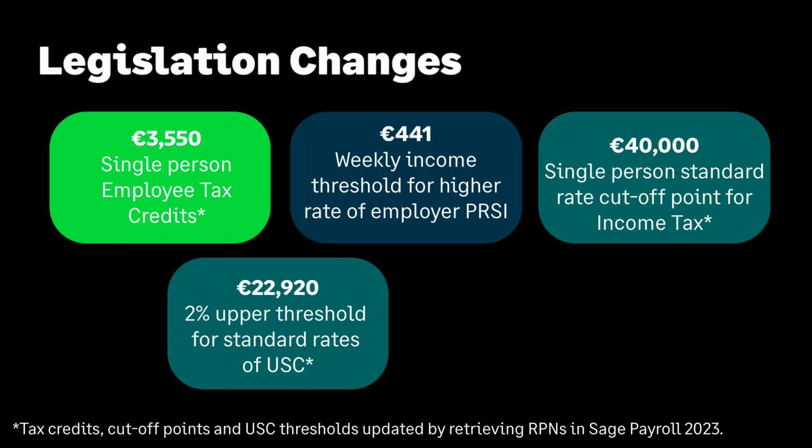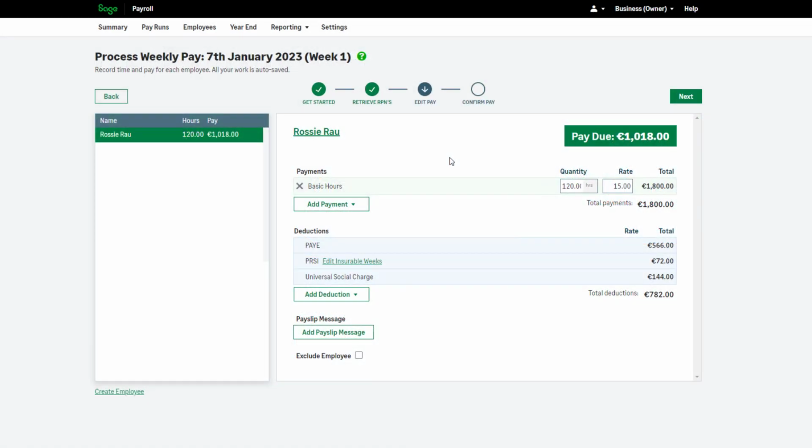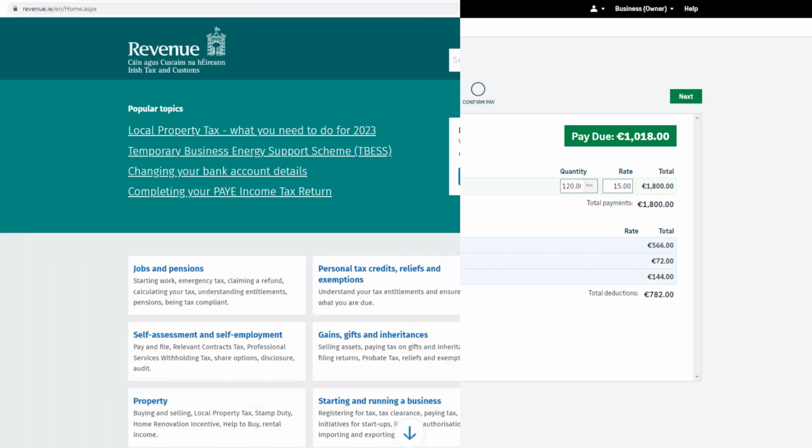Legislation for 2023. All changes to cut-off rates, tax credits, USC, and PRSI will be automatically applied in the programme on retrieval of the RPN from Revenue. In 2023, minimum wage will increase to €11.30 per hour. If required, amend payment rates within the Edit Pay section of Payroll to reflect this.